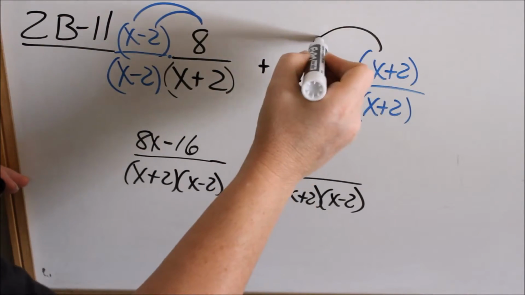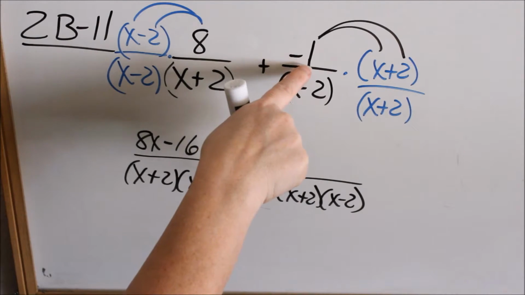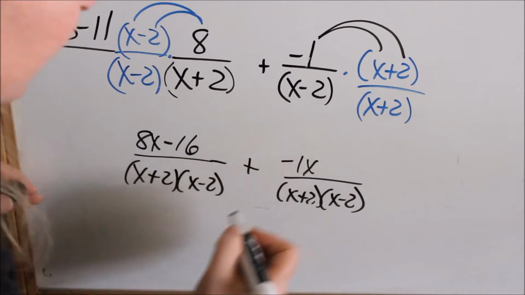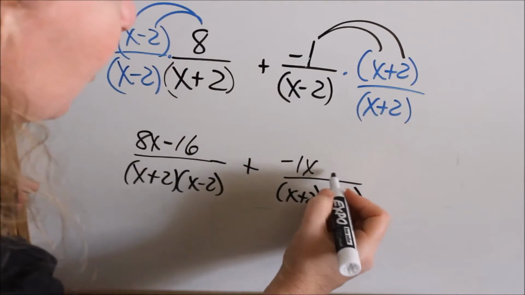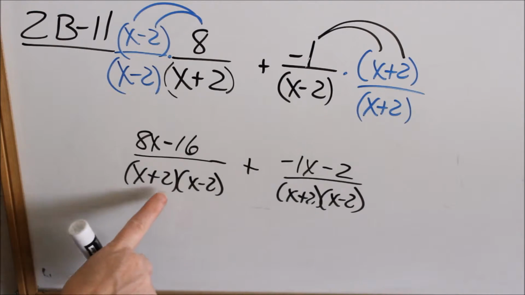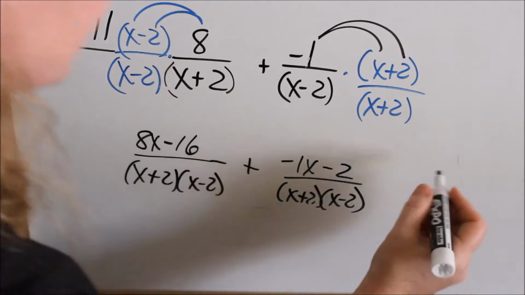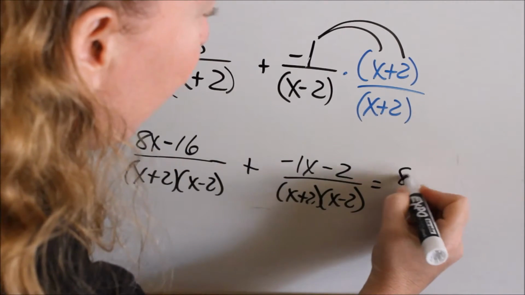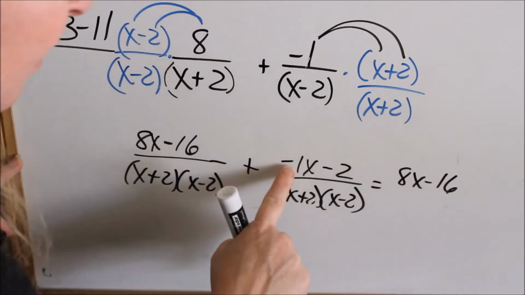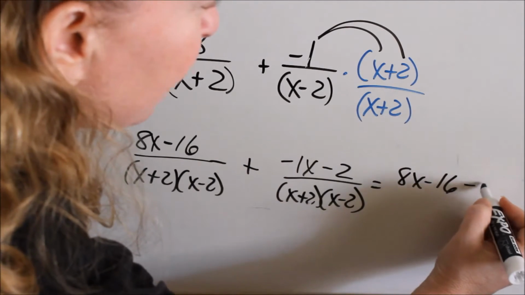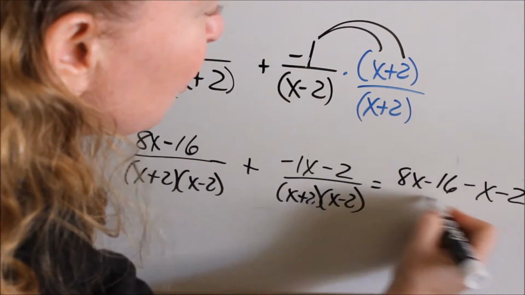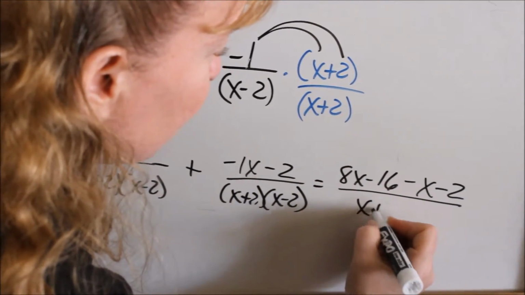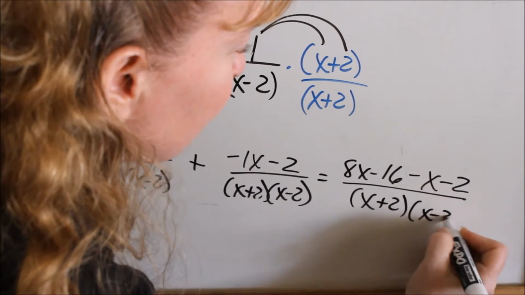This has to be distributed. Okay? Negative 1, don't forget your negative. Negative 1 times x, negative 1x, or just negative x. Negative 1 times a positive 2, negative 2. Now that we have the same denominator, we can combine our numerator. So here's how I'm going to write it. I'm just going to write everything combined. 8x minus 16, negative 1x, minus x minus 2, all over this denominator, x plus 2, x minus 2.